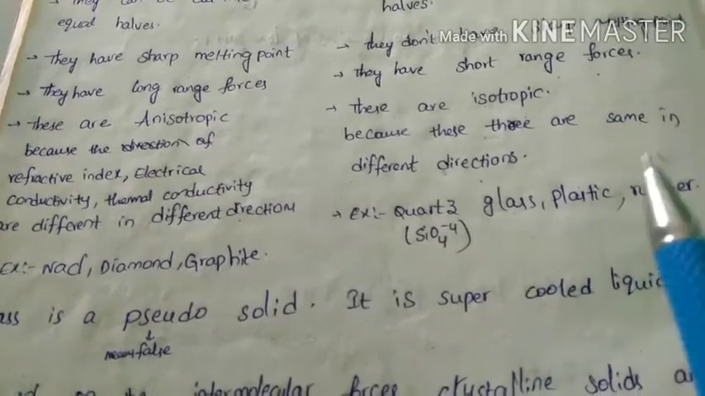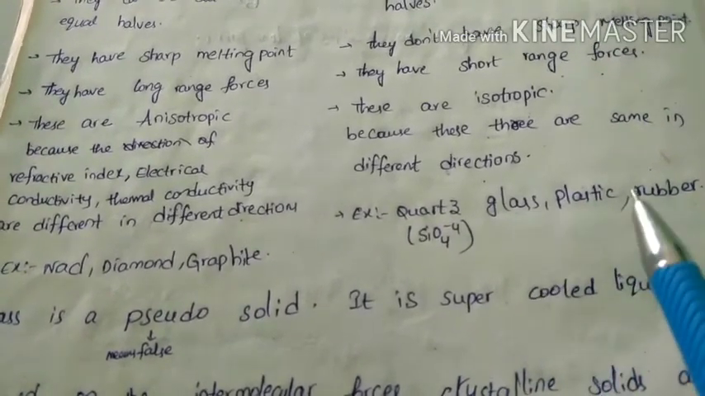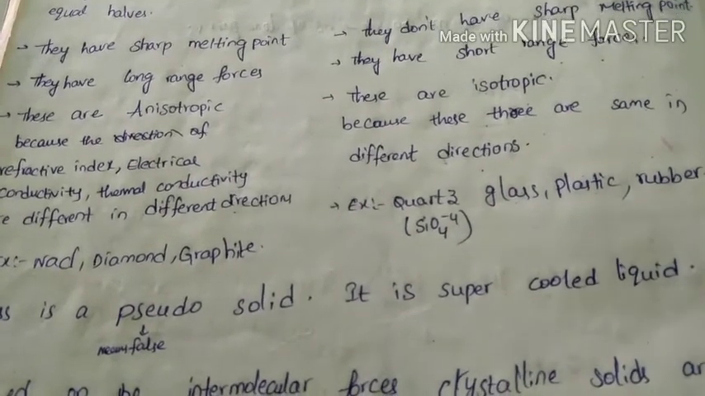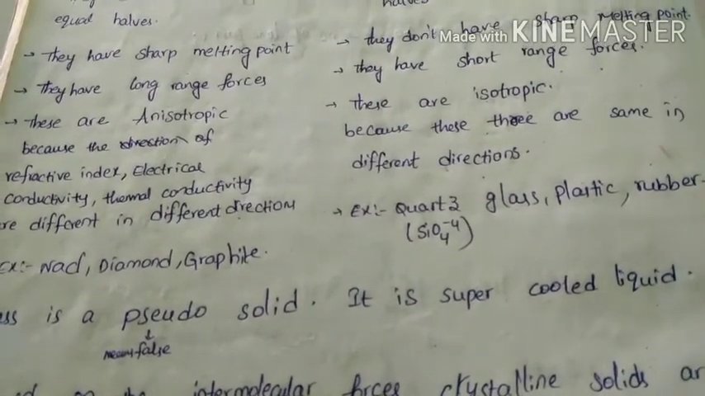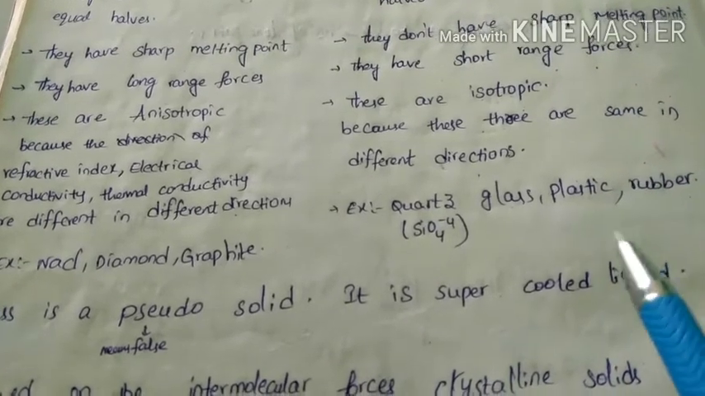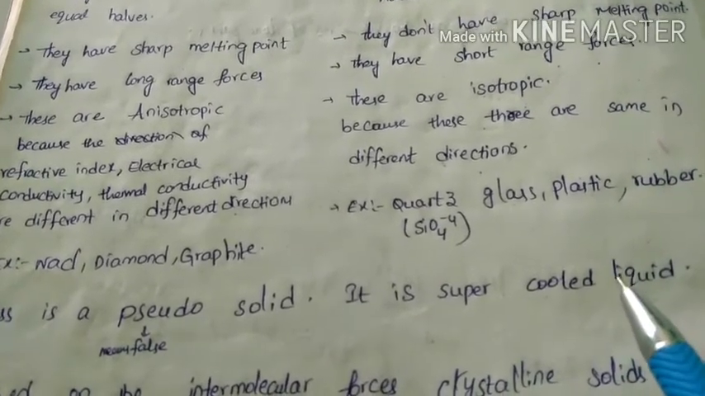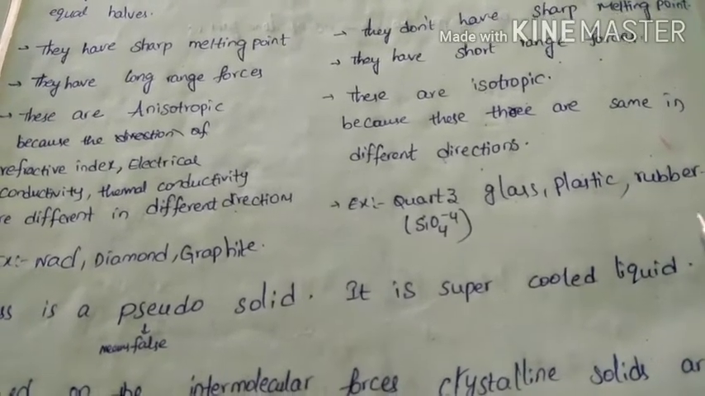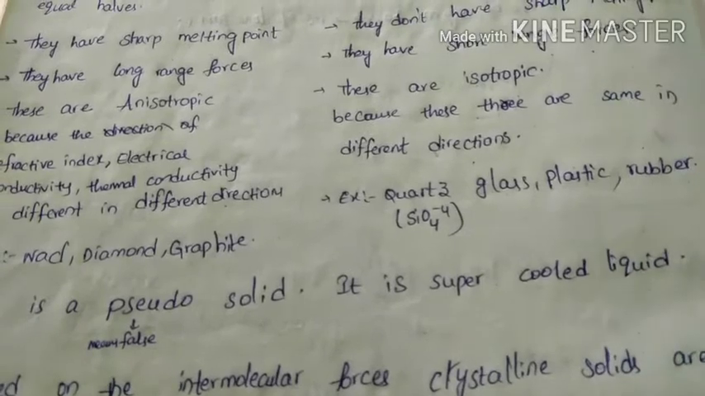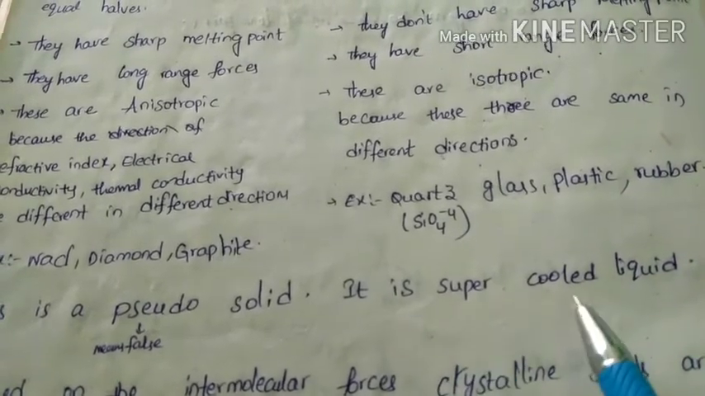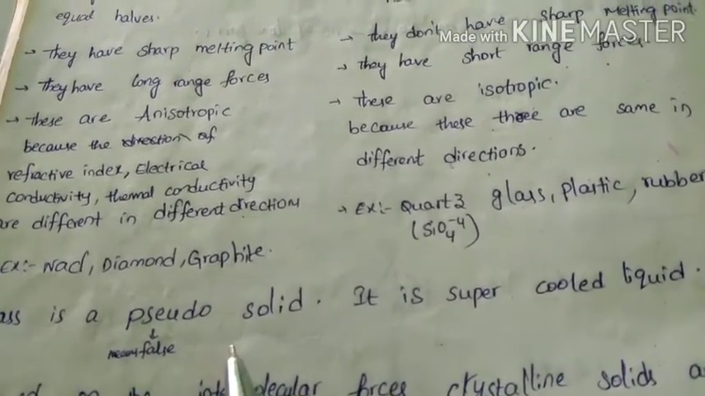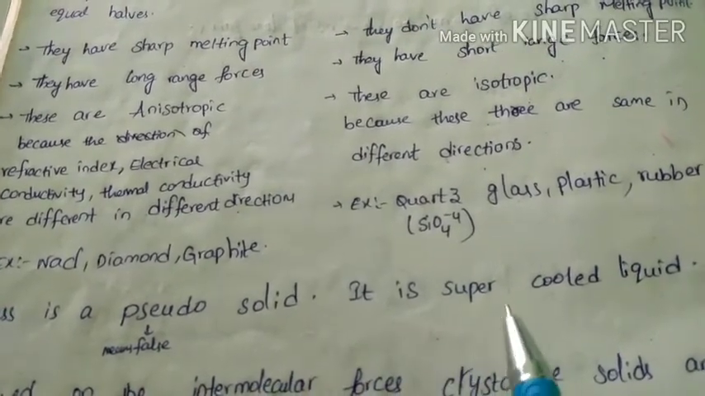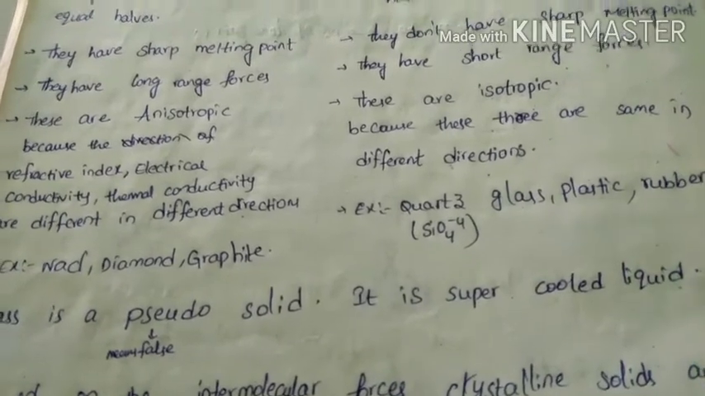That means after nearly 100 years, the particles which are present at the top of the glass move slowly to the bottom. So the size of the glass at the top reduces and the size of the glass at the bottom increases because particles move from top to bottom. So it has some liquid property. That is why it is called a super cold liquid. Glass is a pseudo solid. Glass is not a solid. It is nothing but a super cold liquid.